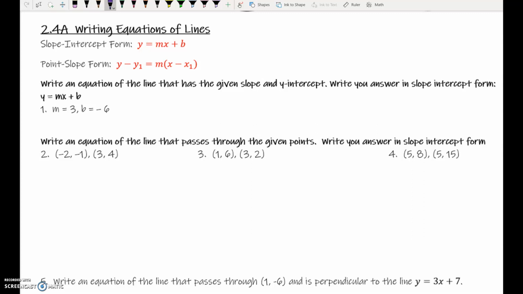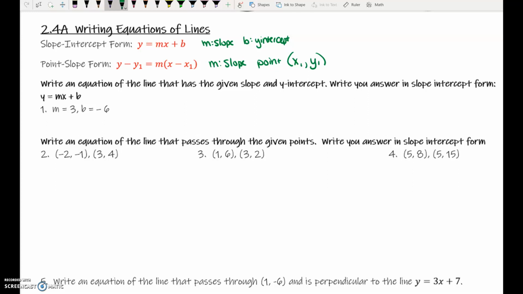The formulas for slope-intercept form and point-slope form are given to you. In slope-intercept form, remember that m is your slope and b is your y-intercept. In point-slope form, m is your slope and it goes through the point (x1, y1). So x1 is the x value of the point, and y1 is the y value of the point.